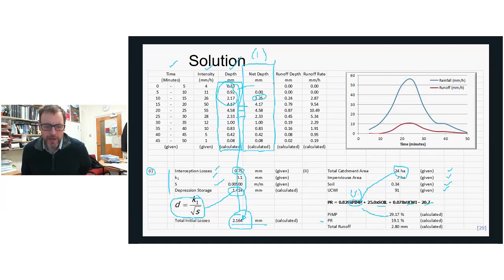And based on that, we can calculate this column here. And then in this final column, we're just converting the runoff back to millimetres of rainfall per hour. And if we sum all this column up, we get that value there.